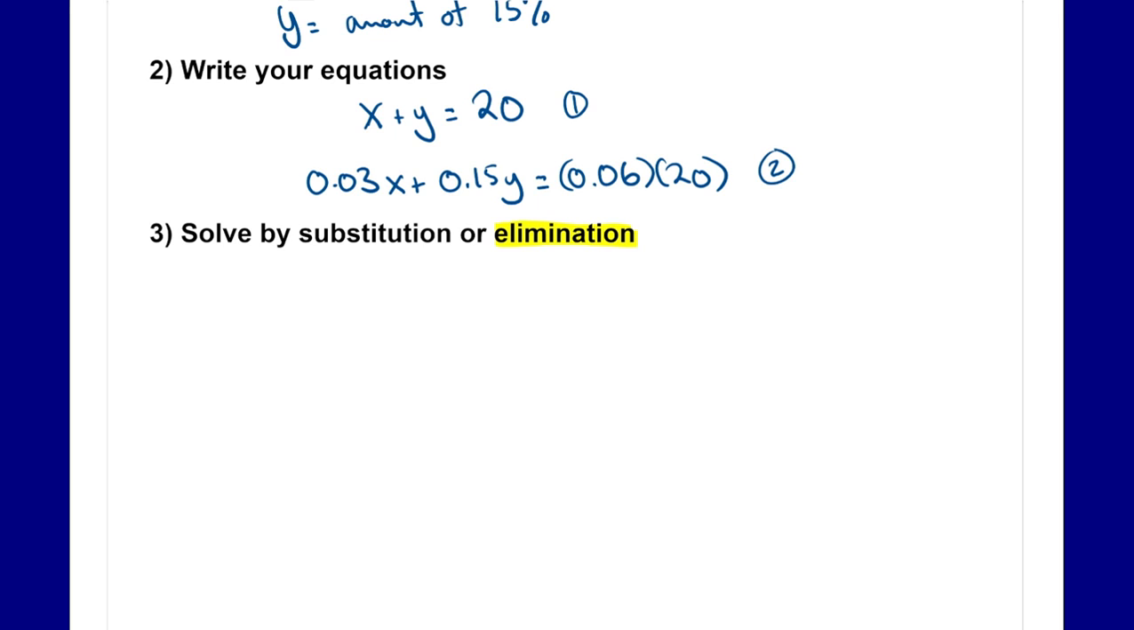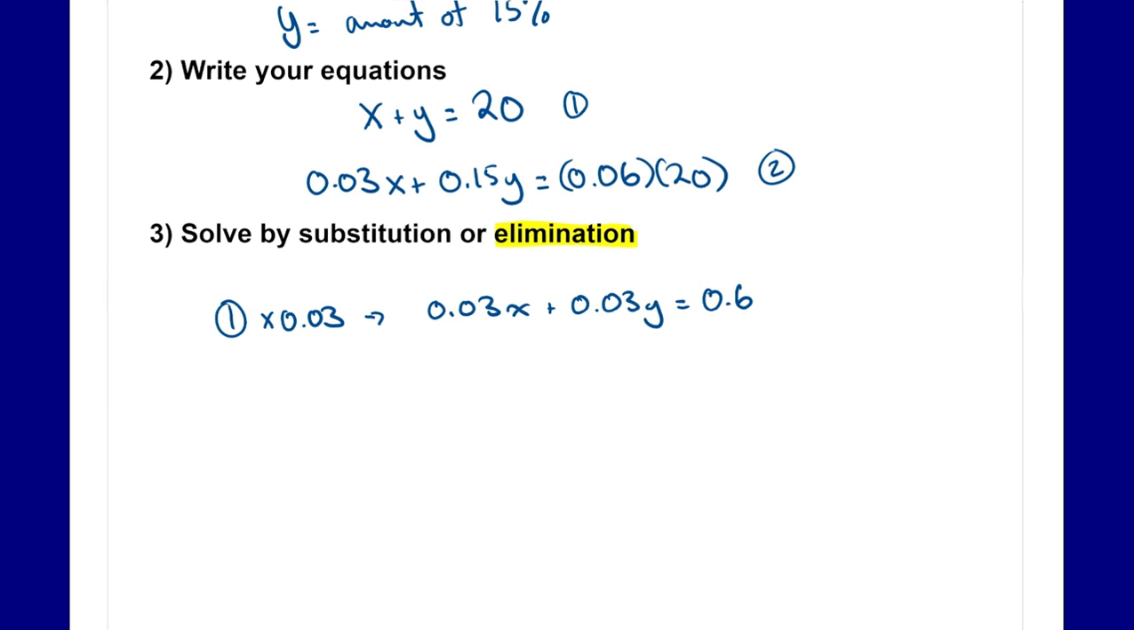Right, so if I want to eliminate, I need to get the variables the same, but right now they are not. However, because the variables in front of x and y are both 1, I can multiply equation 1 by something and get either the x's the same or the y's. I'm going to get the x's the same, so I'm going to multiply equation 1 by 0.03. And that will give me 0.03x plus 0.03y is equal to 0.6.